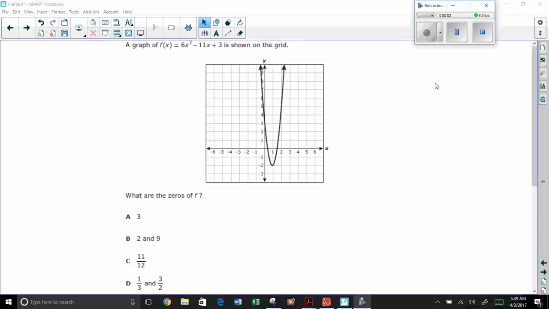A graph of f of x is equal to 6x squared minus 11x plus 3 is shown on the grid. And we have the graph right there. What are the zeros of f?